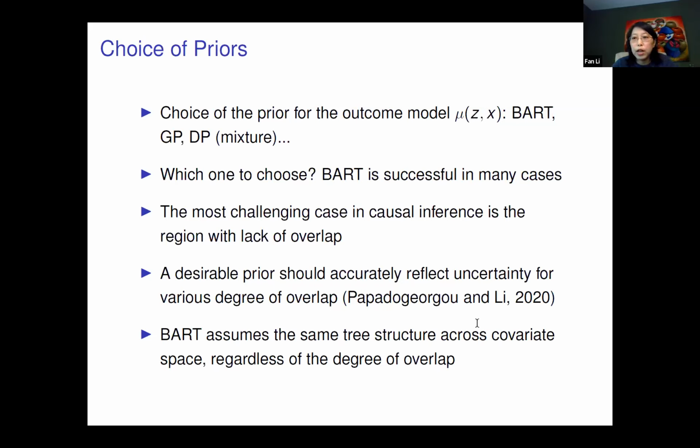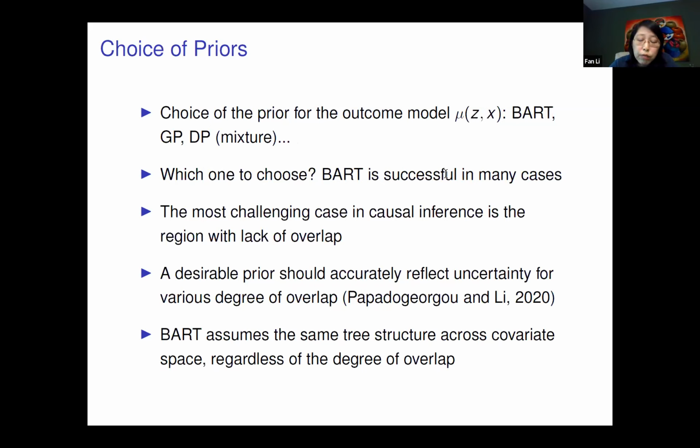specific challenges or issues specific to causal inference? So how do you choose a prior for the outcome model, whether you have large p or small p? We already mentioned that BART is very popular. You can also use GP and DP mixture, all that kind of thing. But then people ask, which one to choose, right? BART, of course, has been successful in many cases, but this is still not a panacea. It still often has issues.